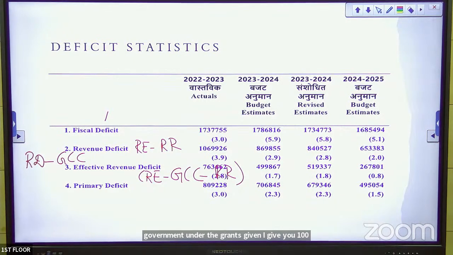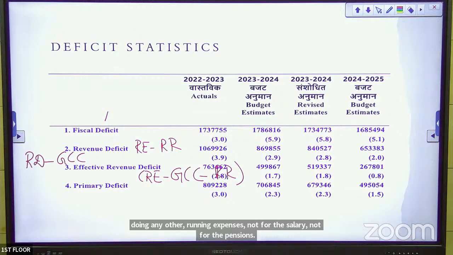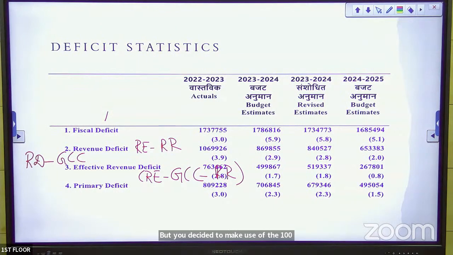You received the grants and you made use of that grant for laying a road. You didn't make use of it for any other running expenses, not for the salary, not for the pensions, but you decided to make use of the 100 crores for the laying of a road. In such a case, an asset is getting created. So as such, I want to keep this 100 crores under the capital expenditure, which I cannot do. Why can I not do it? Because grant is a word which I have to keep only under the revenue account. But the end use has resulted in the creation of an asset.